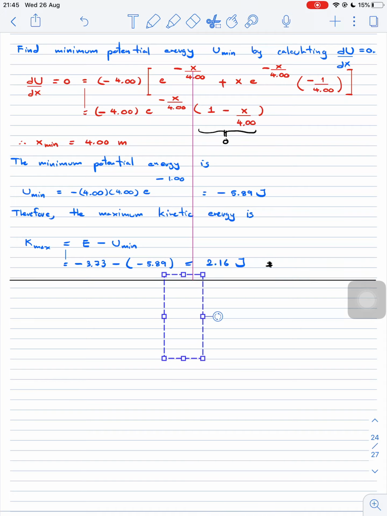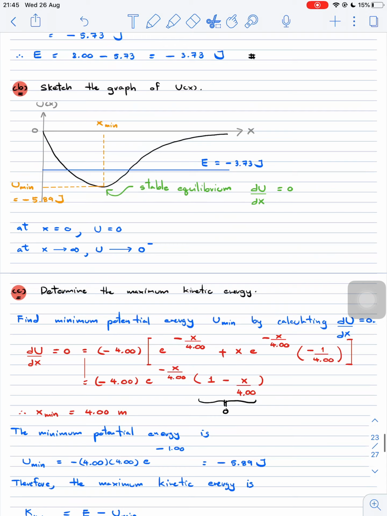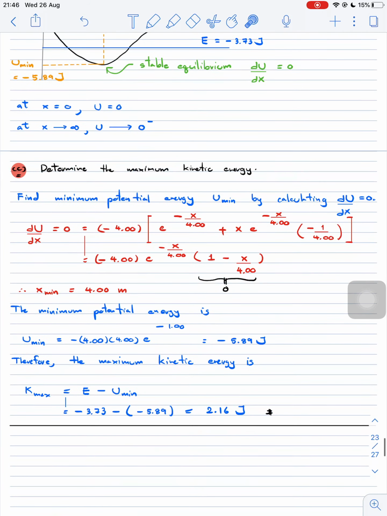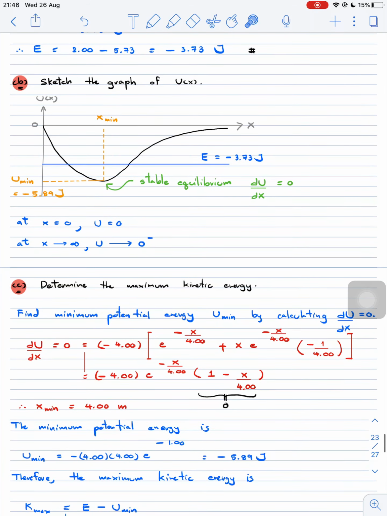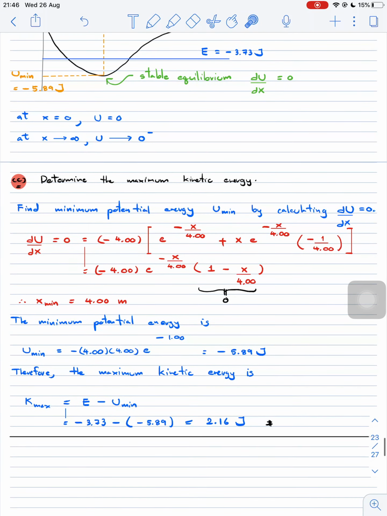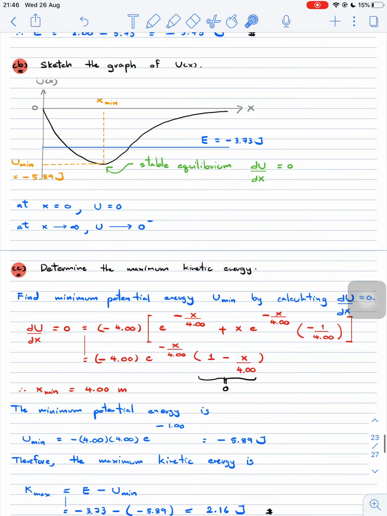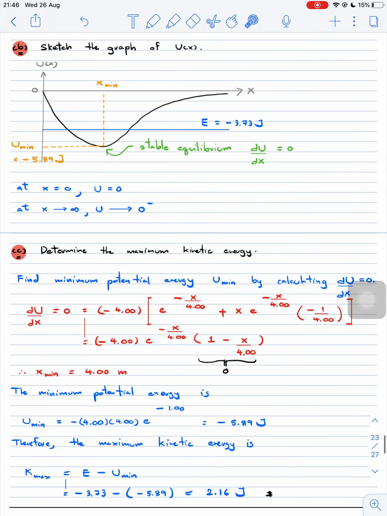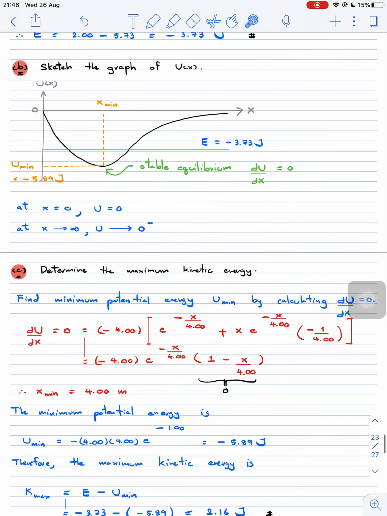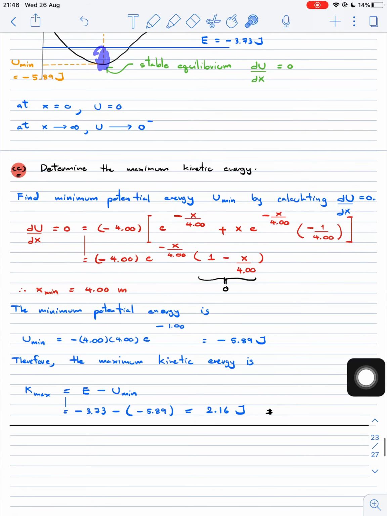Actually, I thought I did something wrong. Earlier I mentioned that K max should be the difference between these two. But actually K max is positive. Wait, let me think. Yeah, no, actually it's correct. So the K max here should be the difference between these two. So it's correct, and that's it.